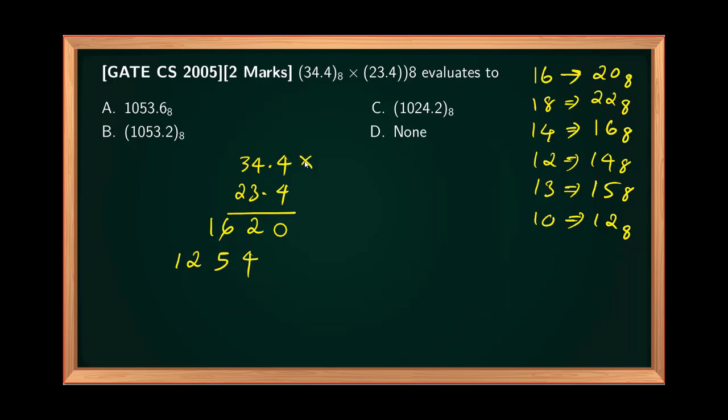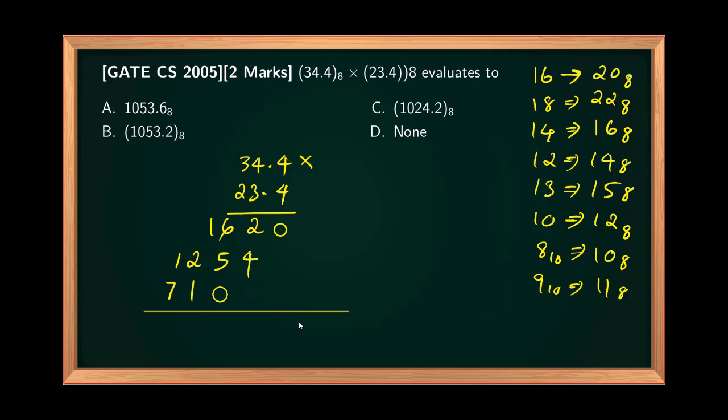2 multiplied by 4 8. 8 decimal is 10 base 8. So I should write a 0, carry 1. 2 into 4 8 plus 1 9. 9 decimal is 11 base 8. So I should write a 1, carry 1. 2 into 3 6 plus 1 7. 7 is a valid number in base 8.